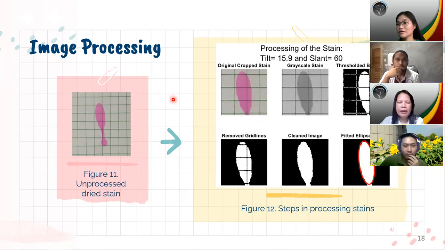Okay. How do they determine kung saan galing yung blood splatter? Did they only use one splatter?